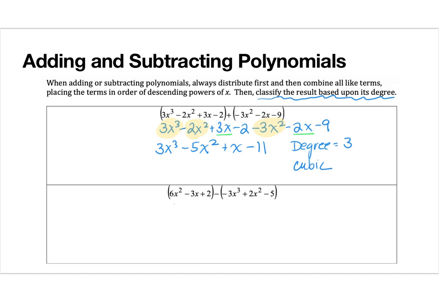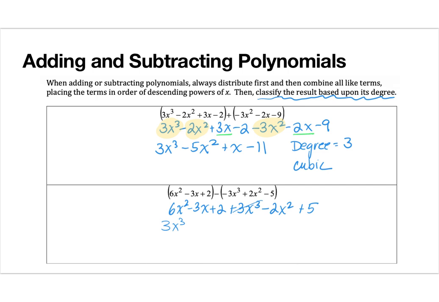So I'm going to do that first. Distributing the negative gives me a plus 3x cubed minus 2x squared and a plus 5. Now I'm just going to arrange my terms from highest to lowest, combining my like terms. I only have 1x to the third term, taking care of that.